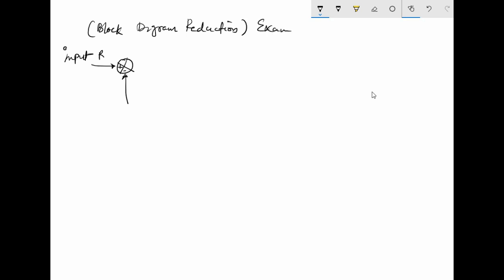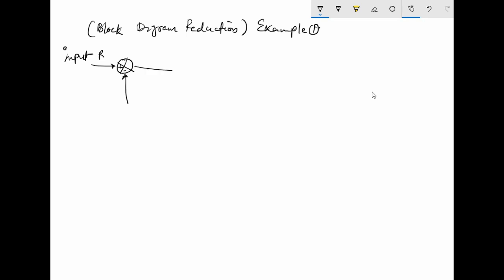So in this lecture what I will show is that I will just take the first example. So this is my input signal which is given by R, and this is my summing point, and this is my plus signal, and this is my minus signal. So this is whatever is my input signal, and this is the block diagram reduction, Example 1.